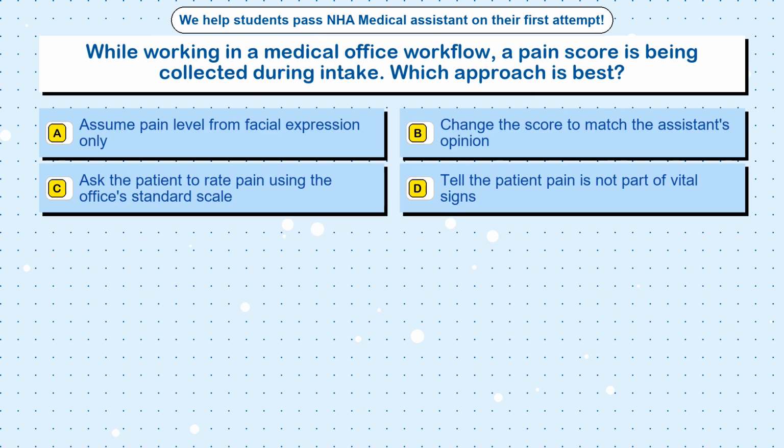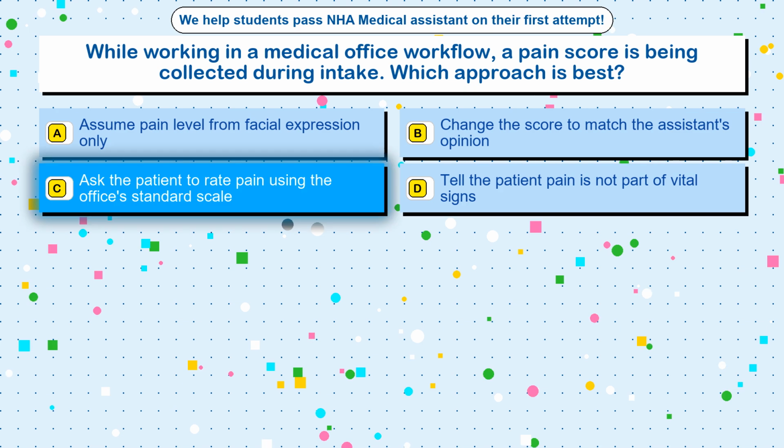Question 45. While working in a medical office workflow, a pain score is being collected during intake. Which approach is best? Option A, assume pain level from facial expression only. Option B, change the score to match the assistant's opinion. Option C, ask the patient to rate pain using the office's standard scale. Option D, tell the patient pain is not part of vital signs. The correct answer is option C, ask the patient to rate pain using the office's standard scale.